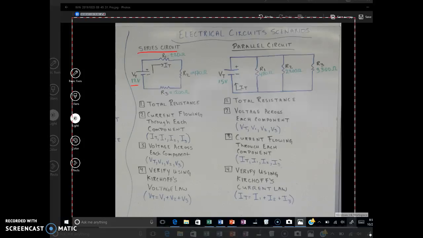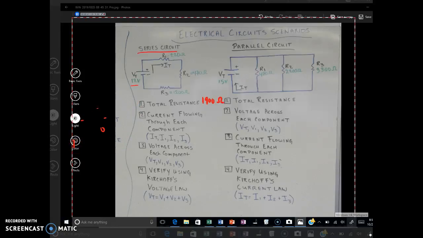If we remember, one of the rules for a series circuit says that for RT, you simply add up the resistances. So R1 plus R2 plus R3, right? Those values are given to us. So RT would be equal to 220 plus 470 plus 1200, which gives us RT equal to 1900 ohms. So the answer to the first problem is 1900 ohms.